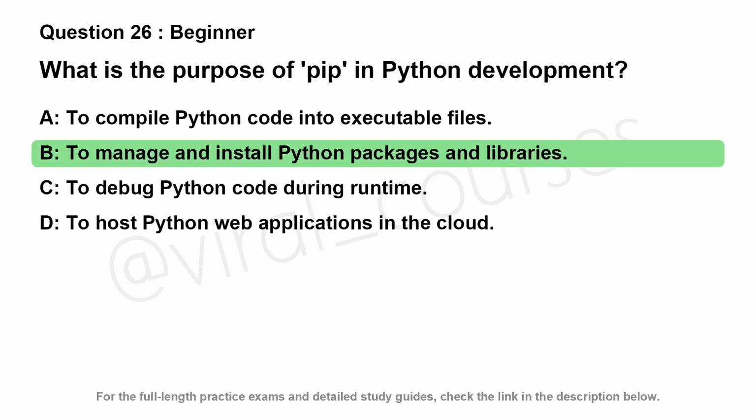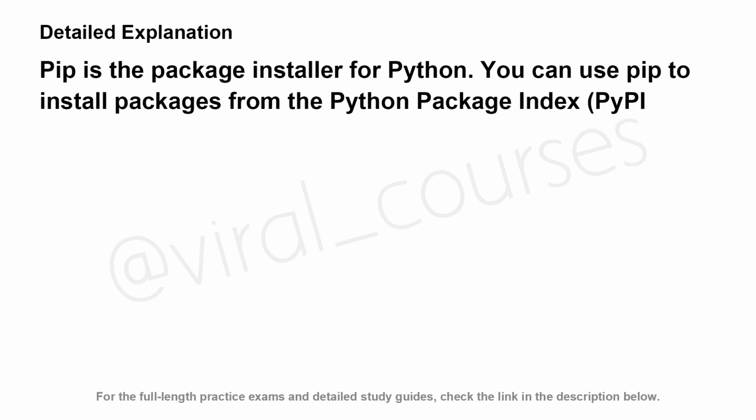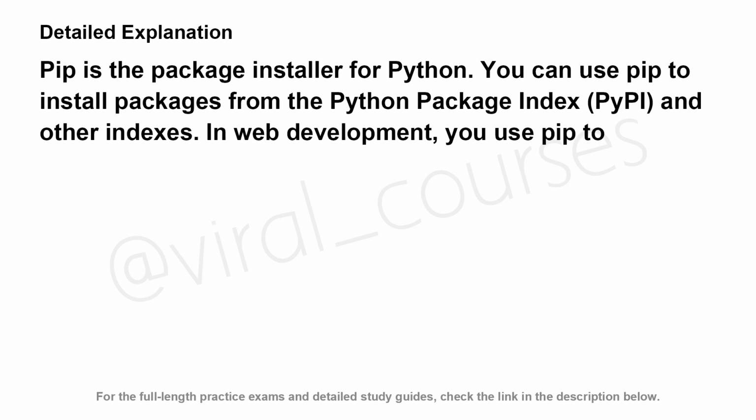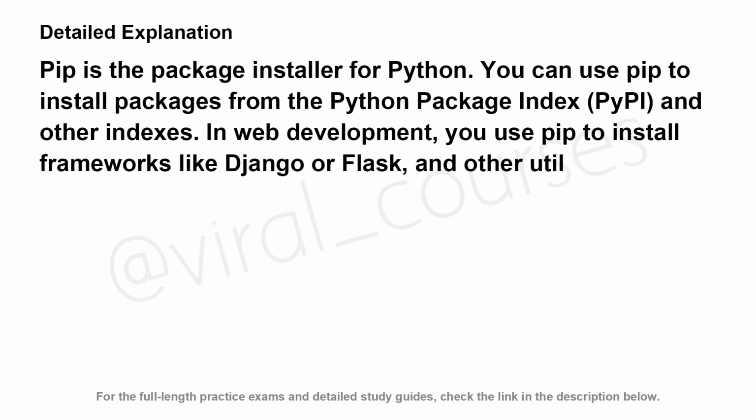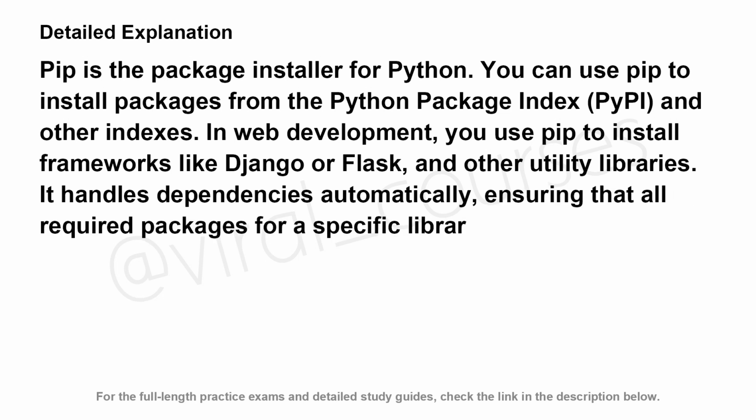The correct answer is B. Pip is the package installer for Python. You can use pip to install packages from the Python Package Index, PyPI, and other indexes. In web development, you use pip to install frameworks like Django or Flask, and other utility libraries. It handles dependencies automatically, ensuring that all required packages for a specific library are also installed.